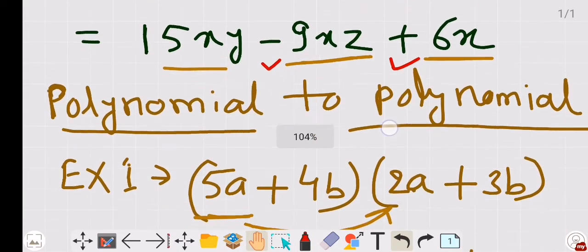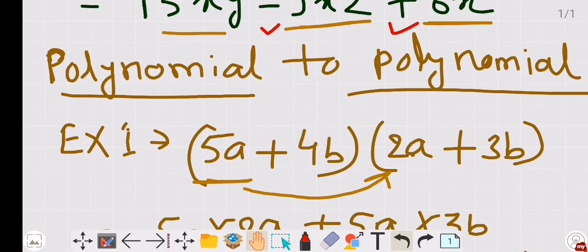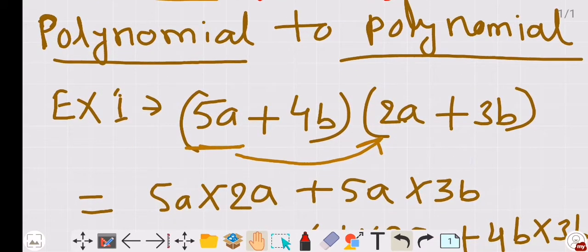The next is polynomial to polynomial. Take a look, first example, 5a plus 4b into 2a plus 3b. Both are binomials. So as you know children, this 5a, the first term of the first expression, will be multiplied by each term of the second expression, and then the second term of the first expression will be multiplied further, like that only.